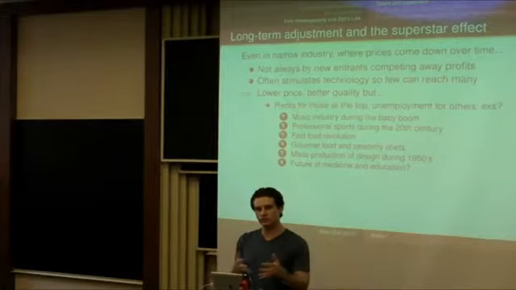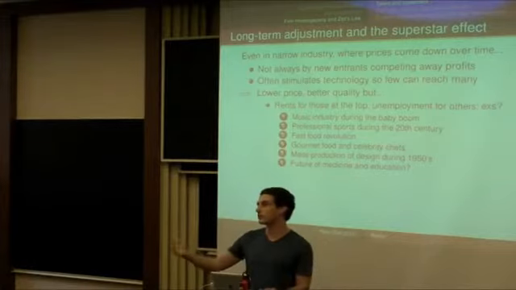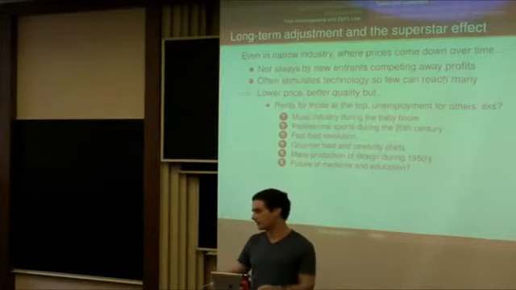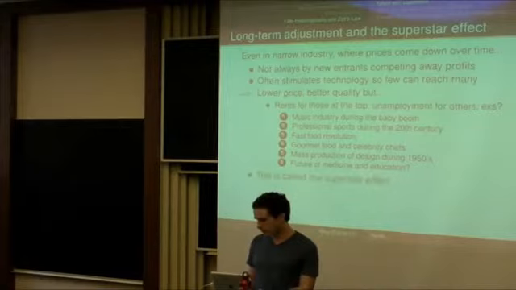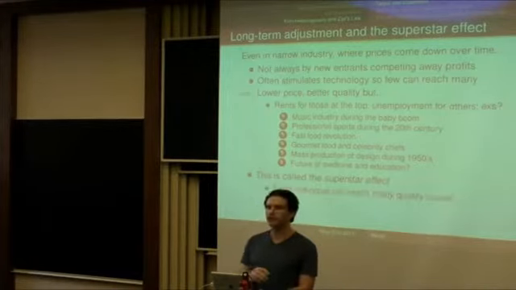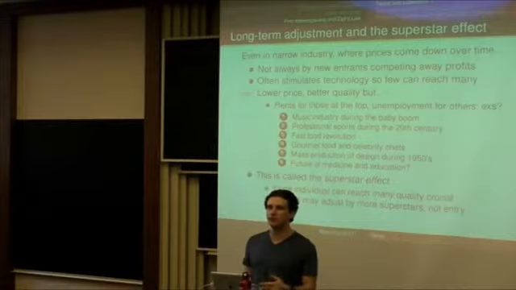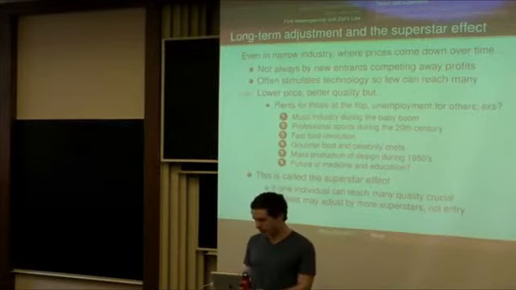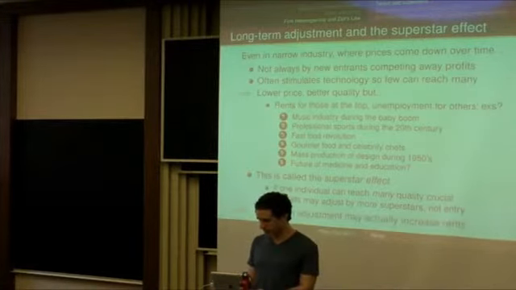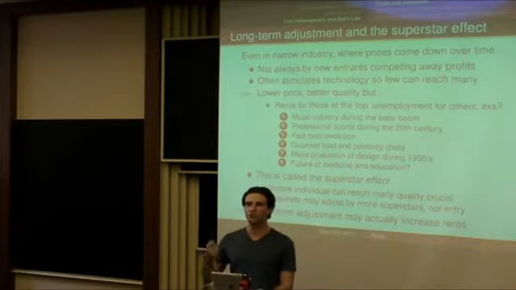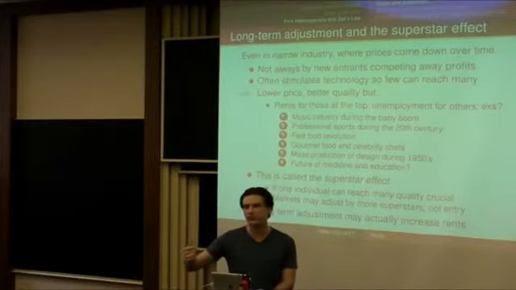And that might actually reduce the number of educators and raise the profits of educators rather than the other way around. So this is called the superstar effect, that one individual can reach many people. And markets may adjust by the superstars becoming even bigger superstars rather than by competition. So in the long term, profits may actually be higher for the people at the top rather than lower.